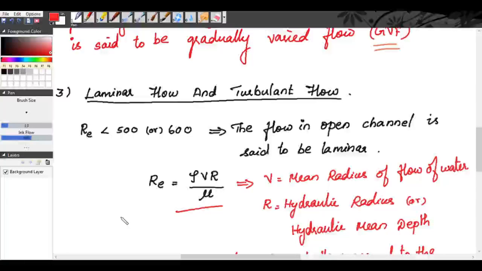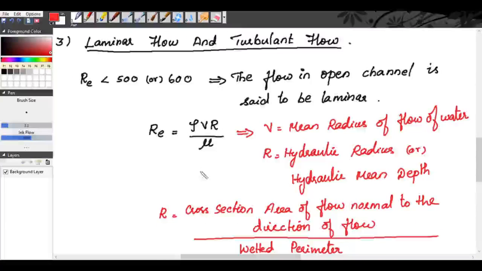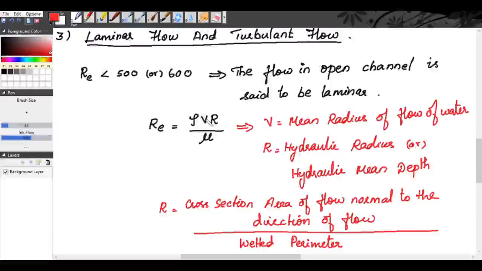So Reynolds number is defined as rho VR by mu, where rho is the density of the given liquid, V is the mean velocity of the flow of water. Sorry, it's not mean radius, it is mean velocity. R is the hydraulic radius or hydraulic mean depth. In the case of open channel flow, this R is hydraulic radius or hydraulic mean depth.